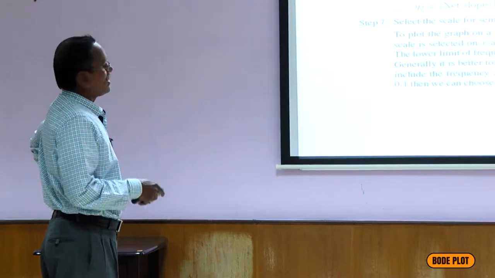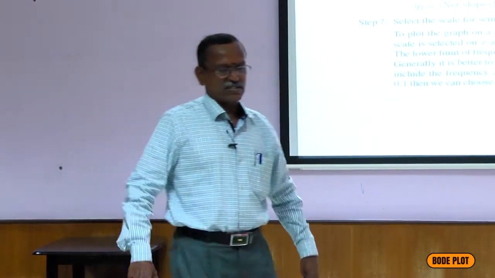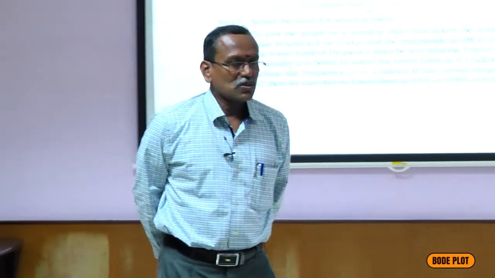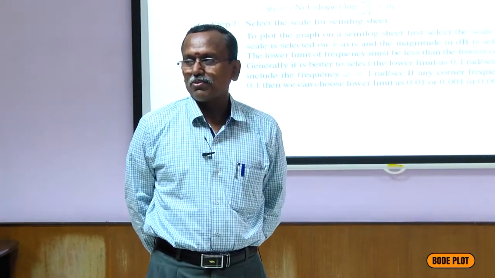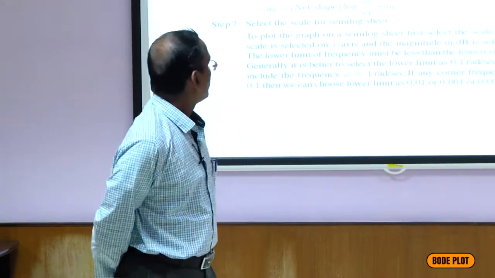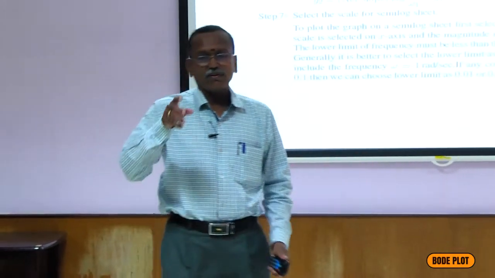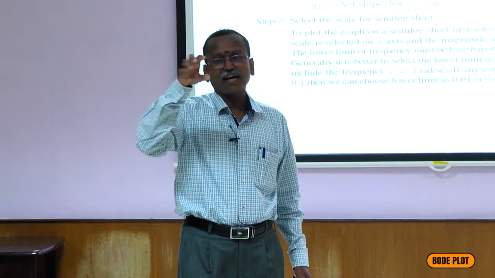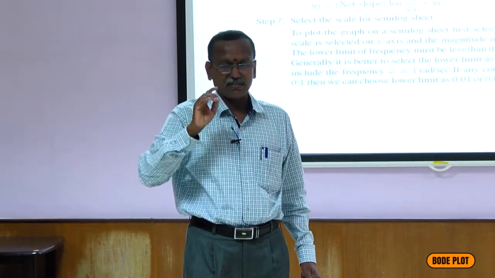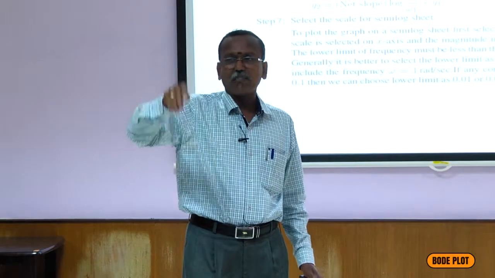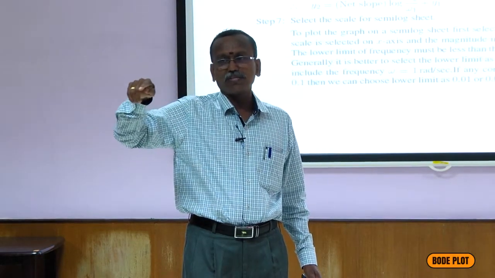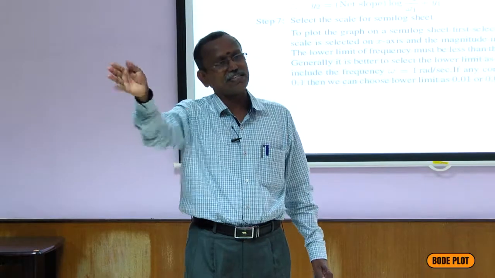Find the coordinates. Now we have to find the coordinates. So here we know all the x coordinates already. How? Because the given transfer function is factored like that. K is separated, 1 by s is separated, 1 by tau s plus 1 is separated, and 1 by tau square s squared plus 2 zeta tau s plus 1 is separated.